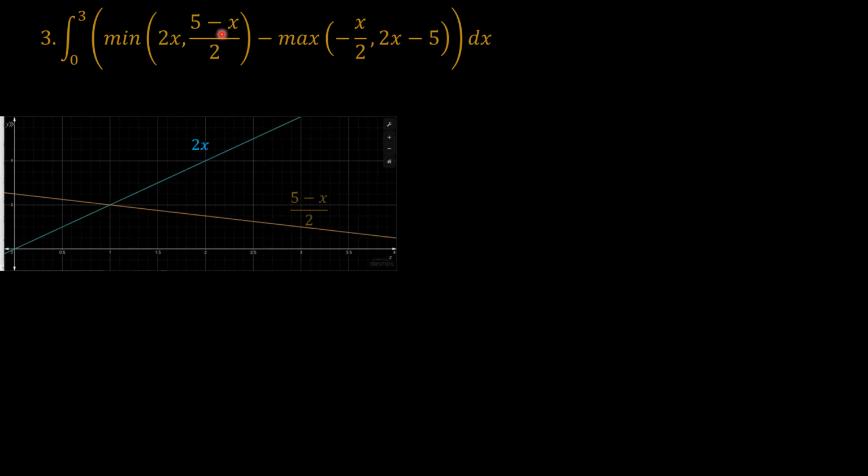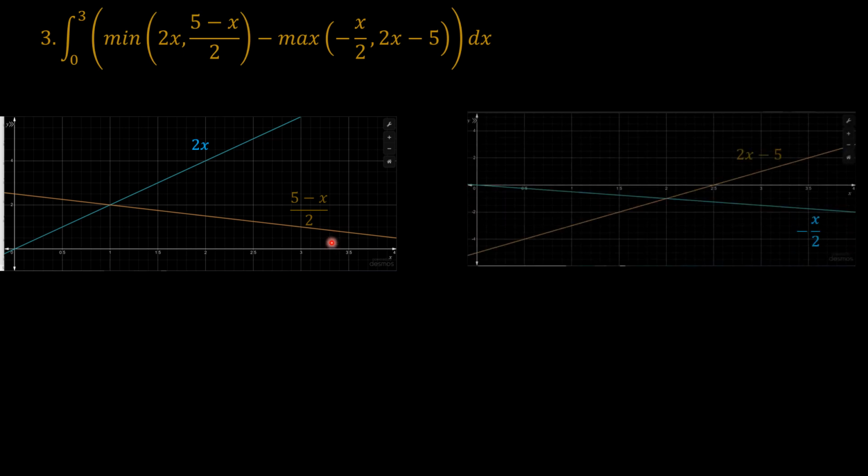And so looking at the first item here, plotting the graph of 2x and then of (5 minus x) over 2. And as you can see, from 0 to 1, 2x is less than (5 minus x) over 2, and then beyond 1, (5 minus x) over 2 is less than 2x.